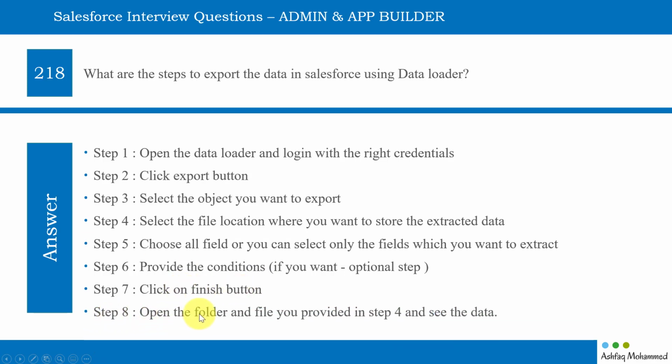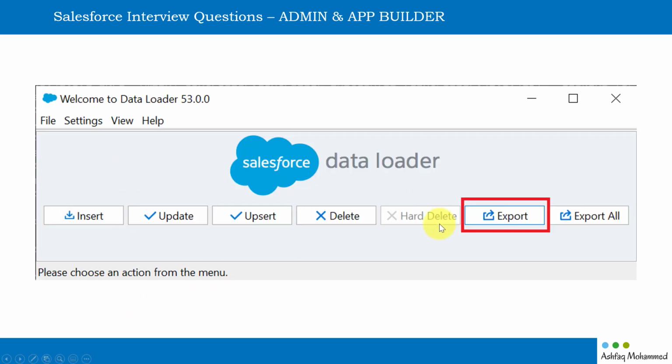The next step is to open the folder and file you provided in step 4 and see the data. Basically, this is the last step, but just go ahead and see what data you have extracted and whether whatever you want is extracted or not, okay? So this is how the screenshot looks. You click on the export button.